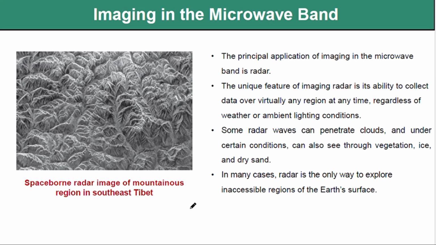Radar can capture the image of even the inaccessible regions of the Earth's surface. So this is a spaceborne radar image of a mountainous region in southeast Tibet. Radar will take this image, and by processing this image with image processing techniques, we are going to get much information regarding those regions.